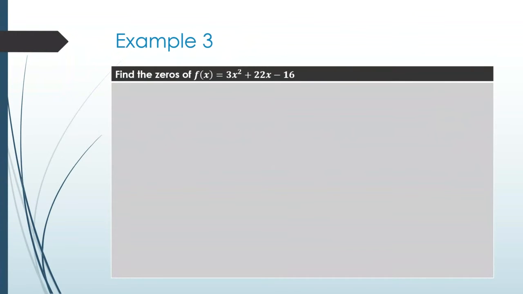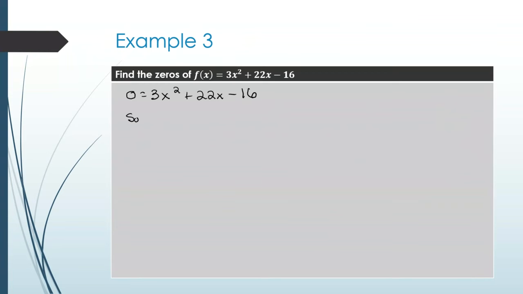So here's an example where we are going to find the zeros. You have this function f of x equals 3x squared plus 22x minus 16. So you start by setting that equal to 0. You replace f of x with 0. So we have 3x squared plus 22x minus 16 equals 0, or 0 equals that. So now you need to solve.